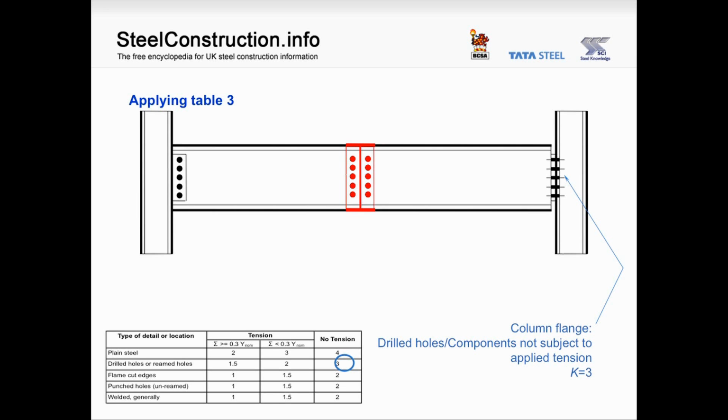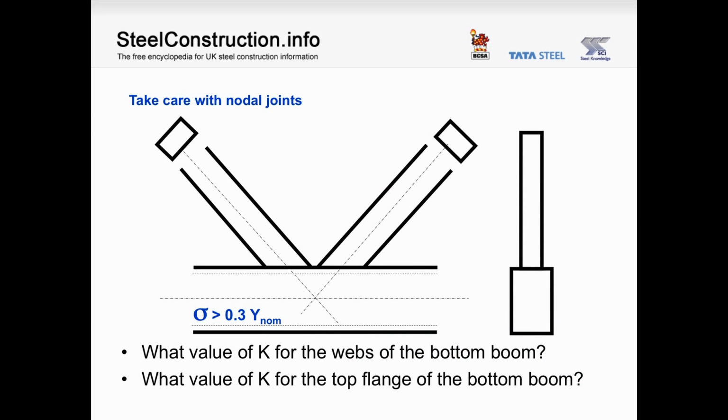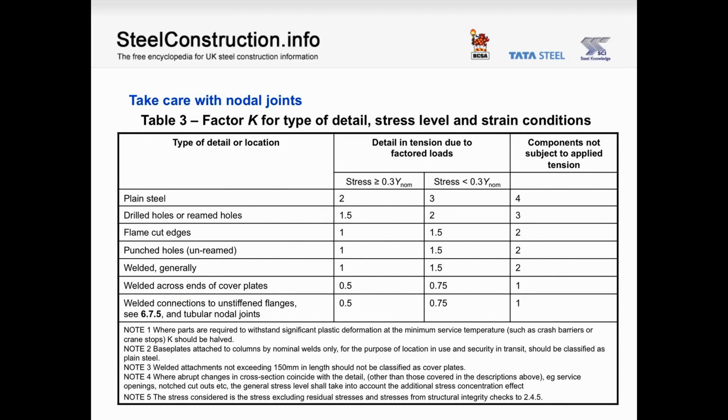Meanwhile, let's take a look at a special case. This is a relatively common detail, a welded tubular truss. We're considering the node joint in the bottom chord at mid-span, so we have high tensile forces in the bottom chord. We need to identify the K factor for the webs and for the top flange. Back to table 3. We're in this column of the table because we have high tensile stress, but the webs have no fabrication and so are considered as plain steel. Therefore, the K factor is 2.